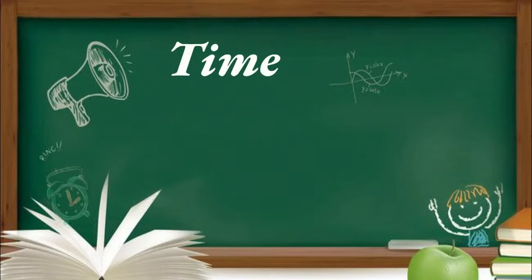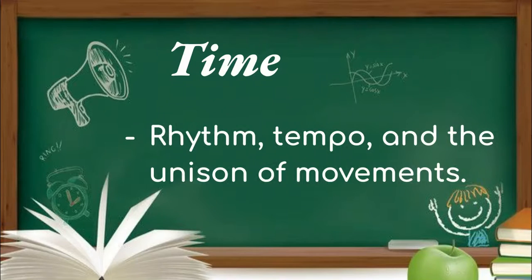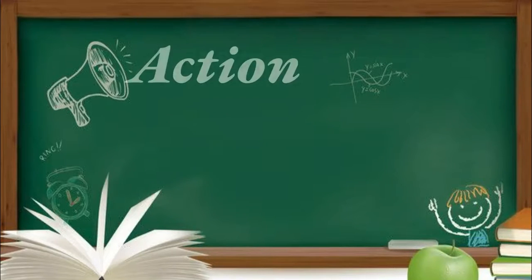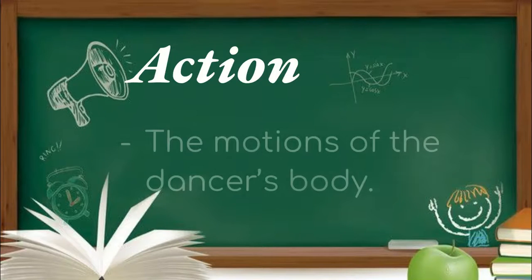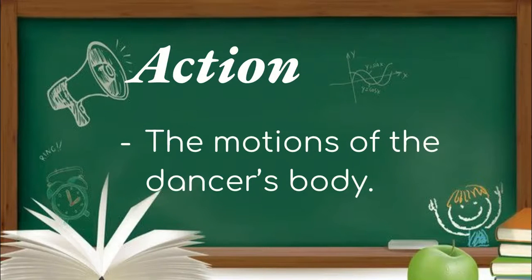Next, we have time. Time refers to the rhythm, tempo, and the unison of movements, of course. Next, we have action. Action is also known as movement. This refers to the motions of the dancer's body. Example, locomotor or non-locomotor movements may be used, such as step, walk, or run. So that's the movement of the dancer's body.